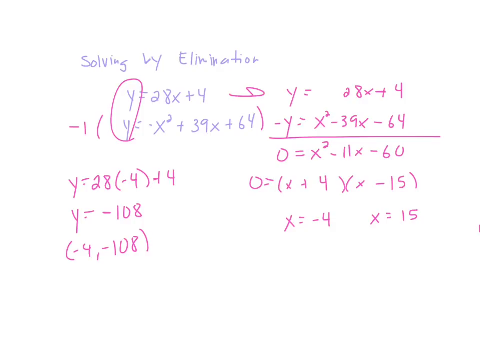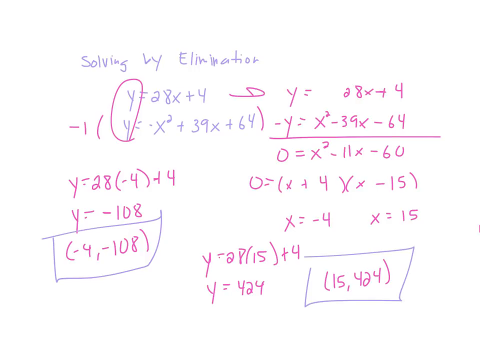My other point then, we plug in 15 and do the same thing. y equals 28 times 15 plus 4. So we have 420 plus 4, so y equals 424. So that then is the point 15, 424. So those are our two solutions, our two points where this line and this parabola are going to cross.